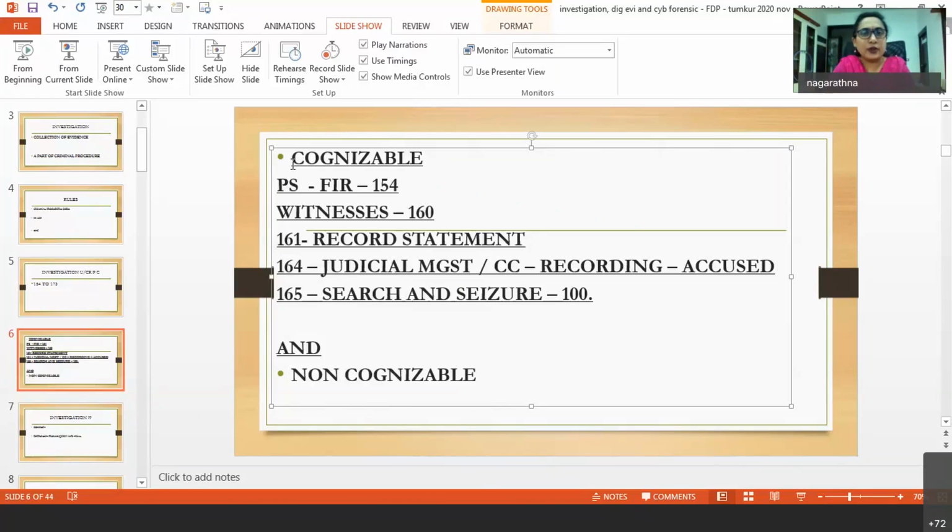Why was it called panchnama earlier? Even now it is referred to like that. In earlier days, the law said you should take five witnesses with you. Panchas, five witnesses, but nowadays they've reduced it to two, but the word used is still pancha, panchnama.